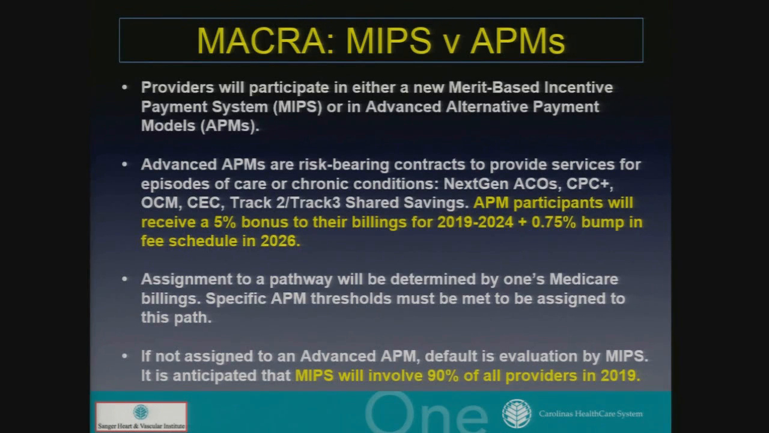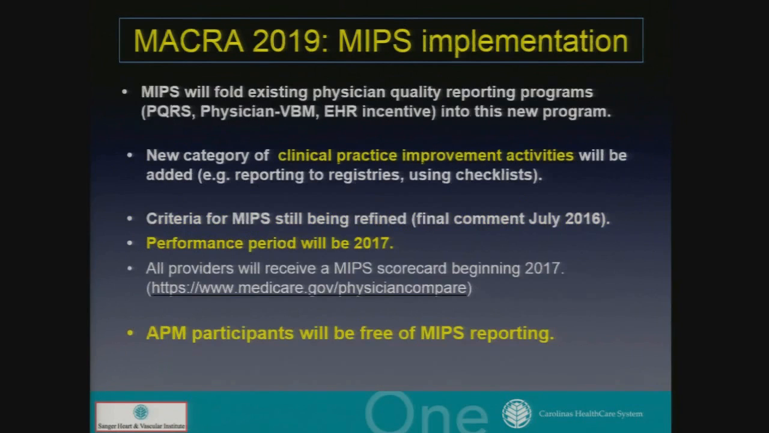You may be involved in them today in your organizations, things like next generation ACOs, primary care plus, some of the track 2 and track 3 shared savings models. And in these sort of bundled arrangements where organizations are taking risk, there is a separate way of evaluating physicians. Most physicians, because they're not involved in these pathways, will be evaluated by the MIPS system, and it's anticipated that this will cover 90% of providers.